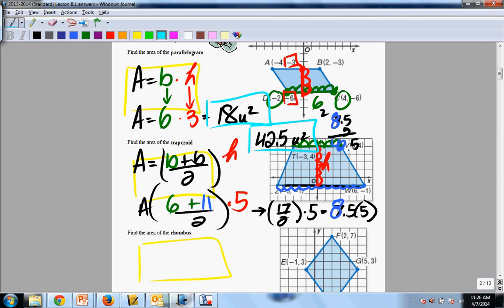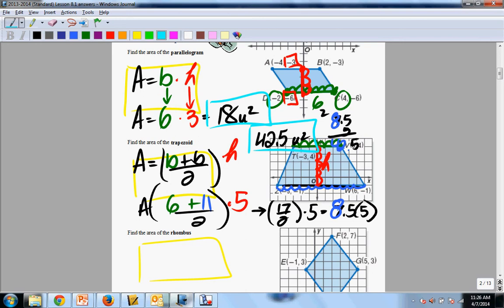All right, ask your neighbor what they got. See if you guys got the same thing. All right, guys, look up here. Don't freak out just because it's a decimal, guys. That's 8.5 times 5. You just work on it longhand. You end up with 42.5. 17 divided by 2 is 8.5.